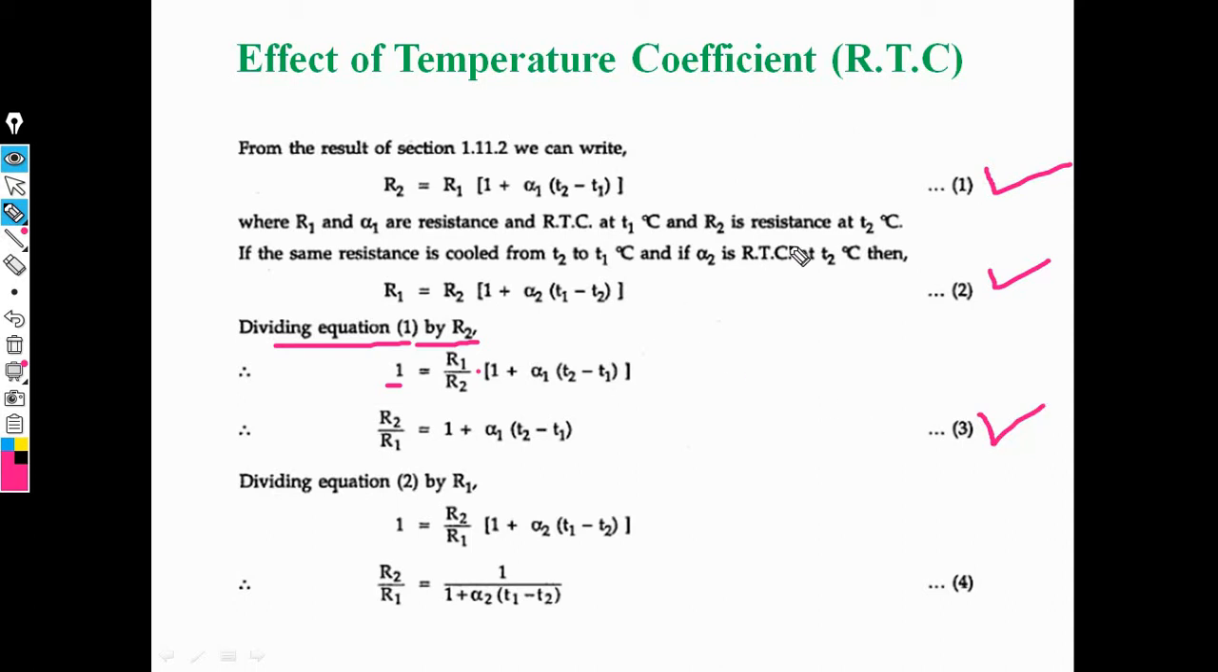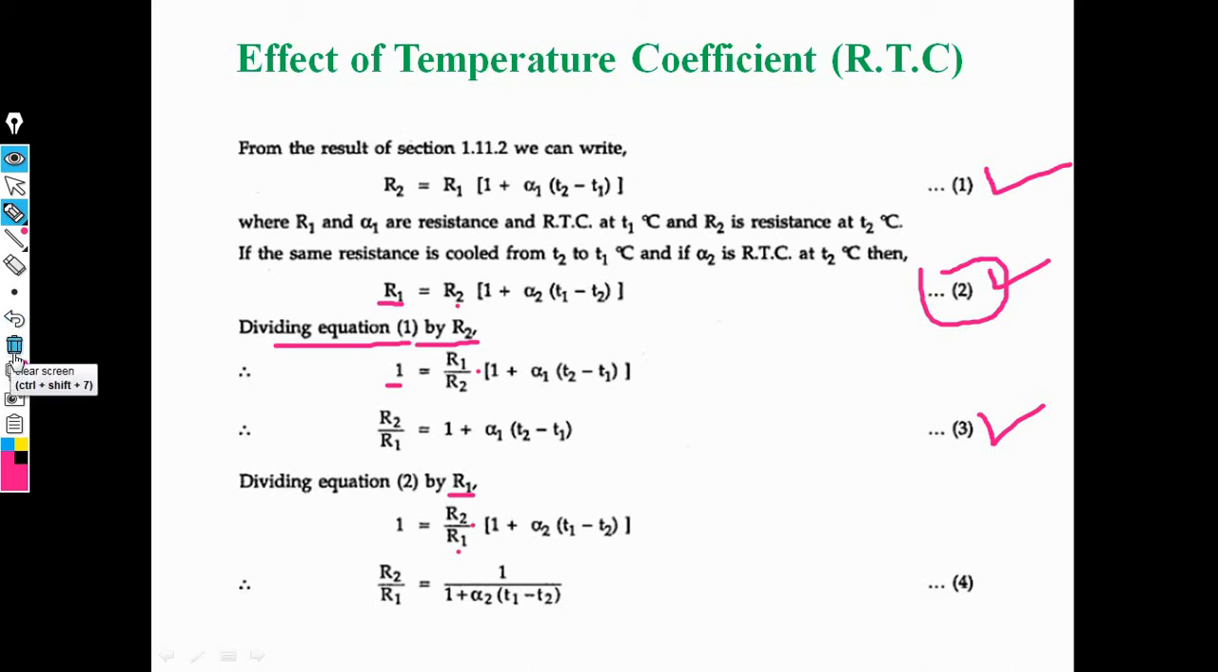Now equation number 2 is here. Divide this equation by R2, then R2 gets cancelled and we obtain 1, then R1 by R2 = 1 + alpha2(T1 - T2). Rearranging, R2 by R1 is equal to 1 upon (1 + alpha2(T1 - T2)). This is the equation.